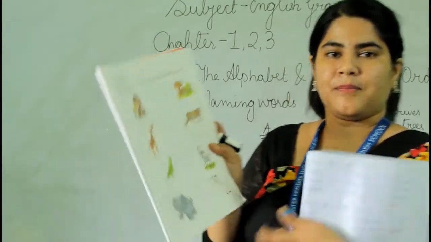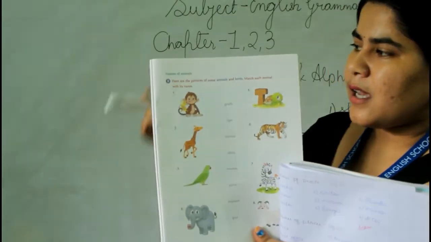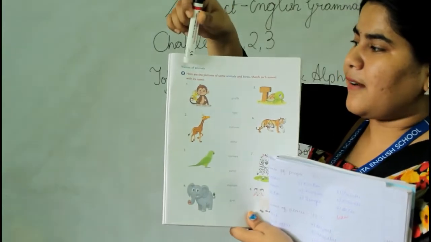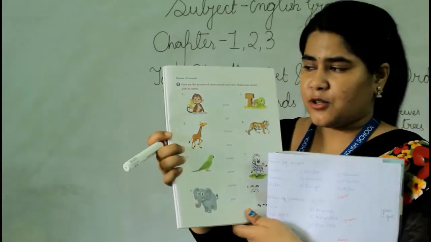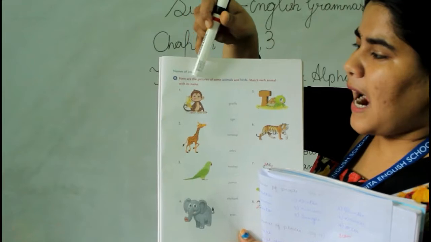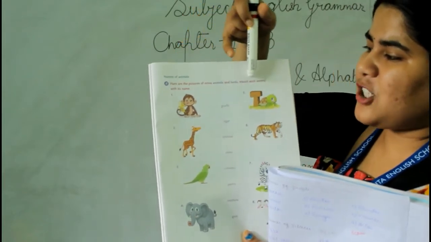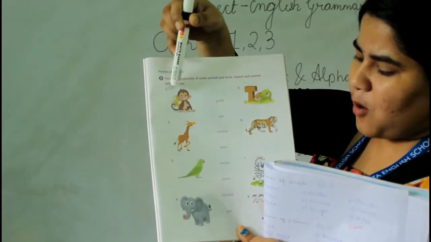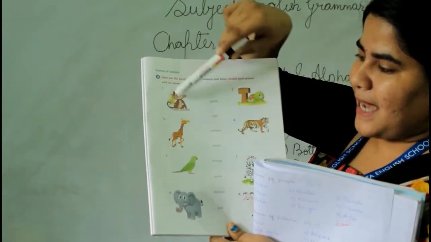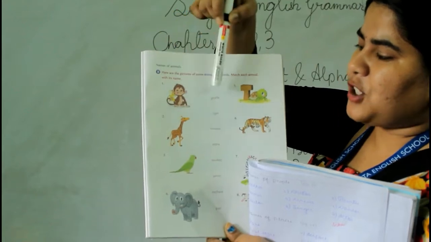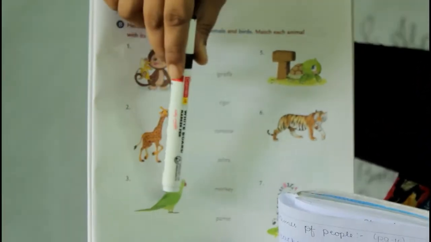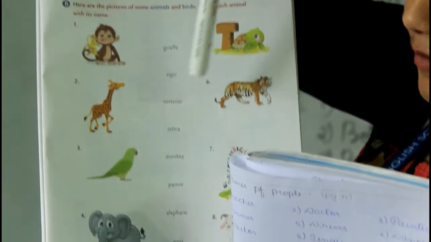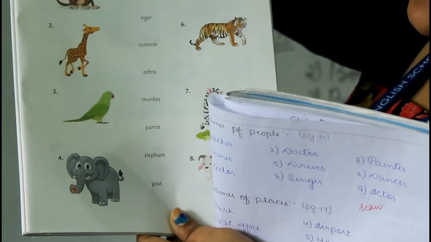It's page number 15. In the previous page, what we have done is the name of the things. Now we are going to write names of animals. Here are the pictures of some animals and birds. Match each animal with its name. Number 1 is, what is number 1? It's monkey, and where monkey is written here, match it. Number 2 is giraffe. Giraffe is written here, match it. Number 3 is parrot. Where is parrot written? Over here, match it. 4th is elephant. Where is elephant? Here, match it. Then what is this?